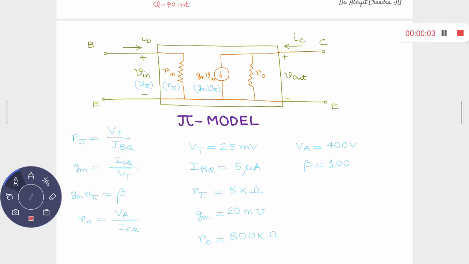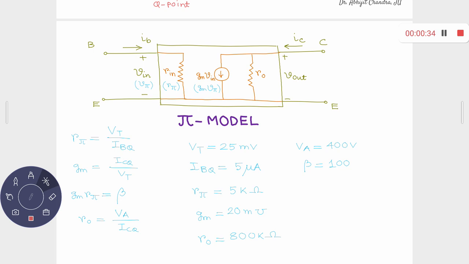So we stopped here in the last day. We have discussed the pi model of a bipolar junction transistor involving only three elements. We have this resistance Rin, which is connected between the base and emitter terminal. Another voltage dependent current source, Gm Vin, is connected between the collector and the emitter, and this output resistance R0 is connected between the collector and emitter, right?